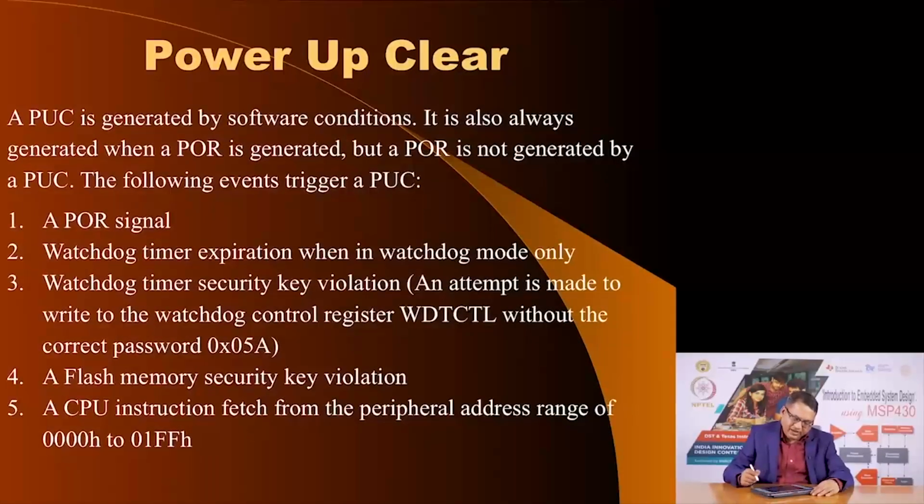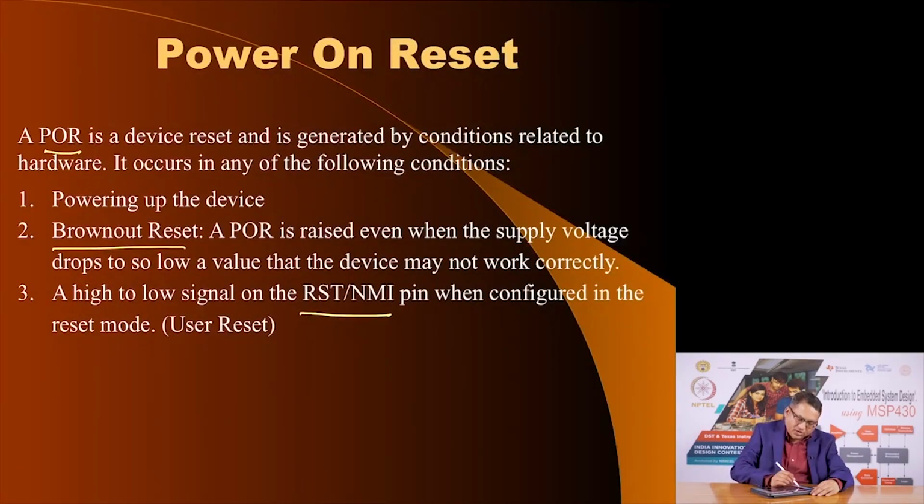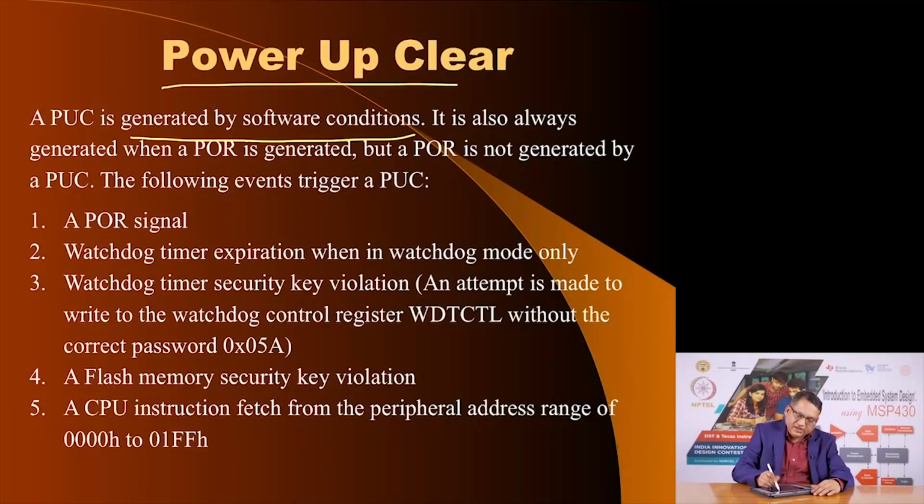Power up clear, on the other hand, is generated because of software conditions. So, the primary difference between power on reset and power up clear is that power on reset is because of external conditions. Why? You are powering the device up, so it generates a power on reset, or the supply voltage is not stable, so it generates a reset, or a user presses a switch on the RST NMI pin. These are all external events, but power up clear is generated because internally something has happened, and one of the reasons could be the watchdog timer.